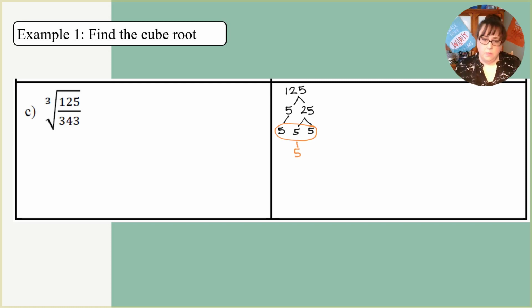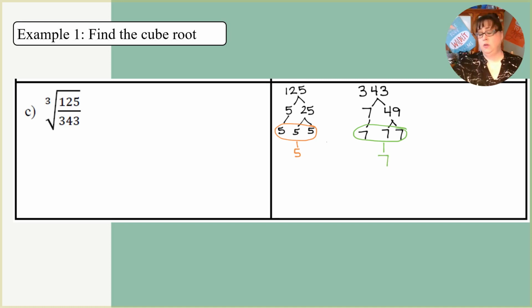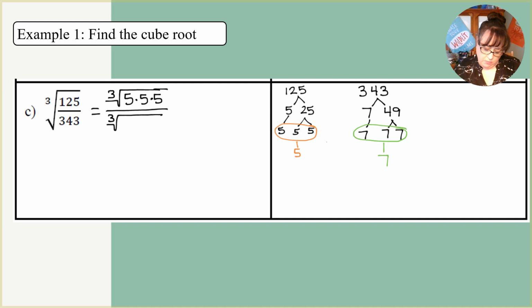The other one was 343. I know based on work we did before that this was 7 times 49. So 7 and then 7 times 7. There's my triplets, so this is going to be 7. So sometimes you can even do finding your triplets on the bottom of your factor tree. So this is going to equal, let's go ahead and show the work. The cube root of 5 times 5 times 5 over the cube root of 7 times 7 times 7. So then it ends up being 5 sevenths.